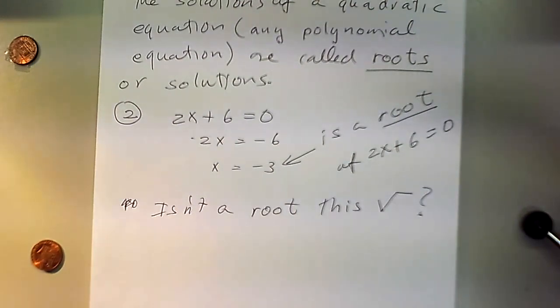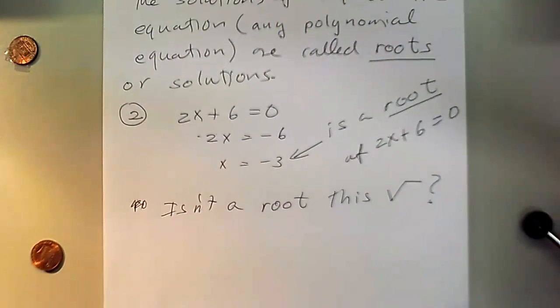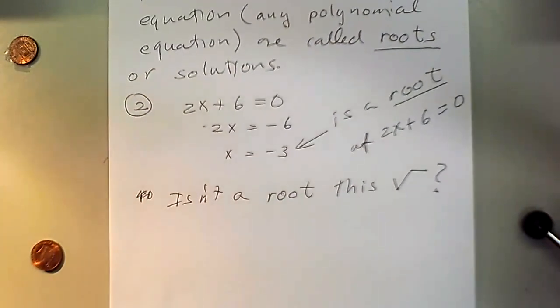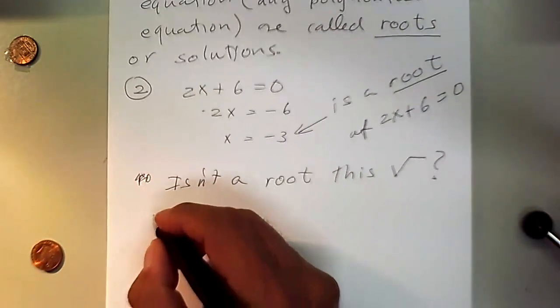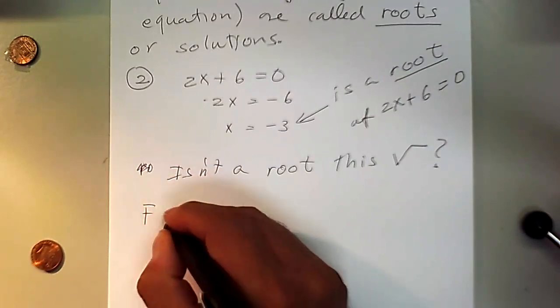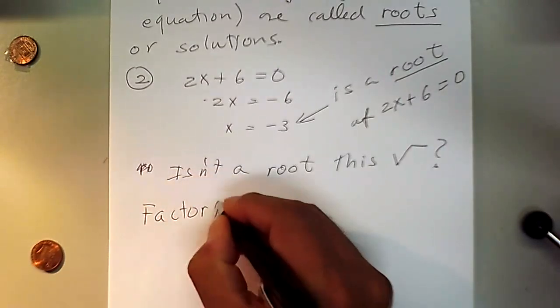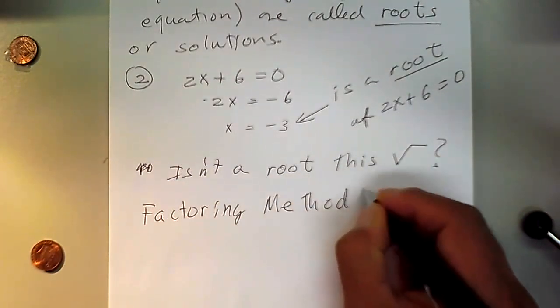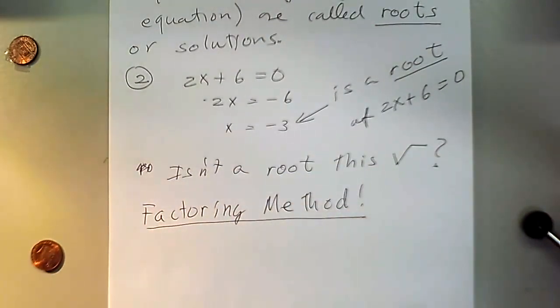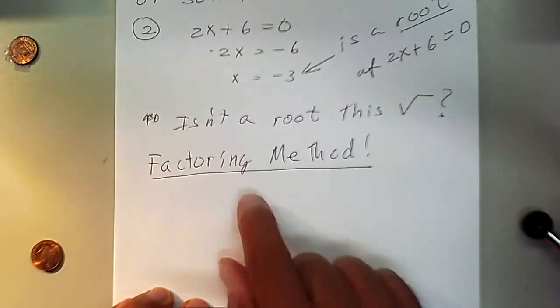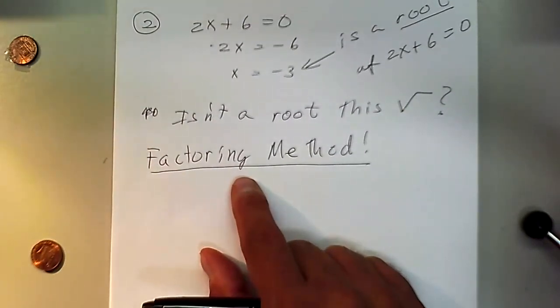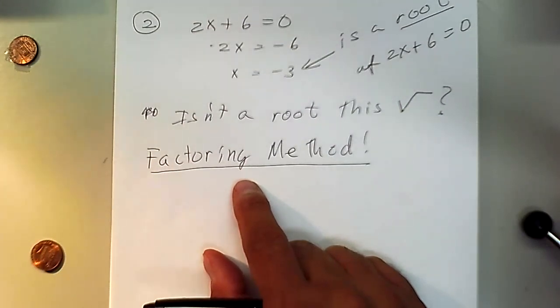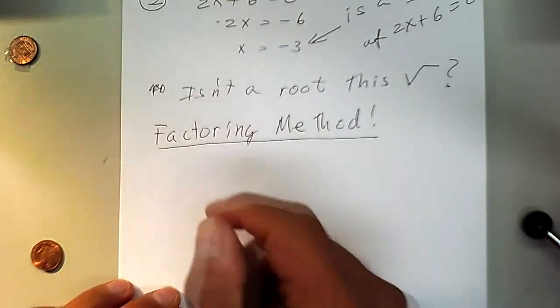Okay, so what methods do we have to solve a quadratic equation? We have the method of factoring. Factoring method. It is a preferred method because it's very neat, very clean, very straightforward. Let's look at some examples.